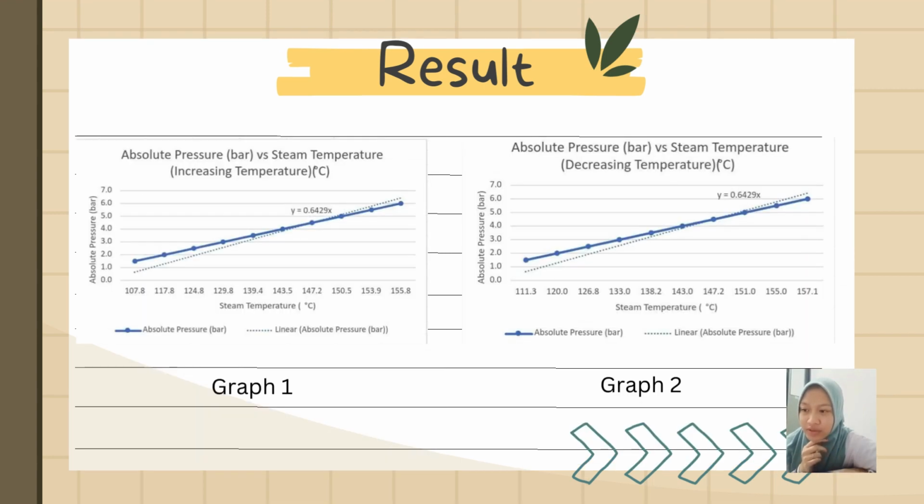So this is our Graph 1 and Graph 2: absolute pressure versus steam temperature with increasing temperature, and absolute pressure versus steam temperature with decreasing temperature.